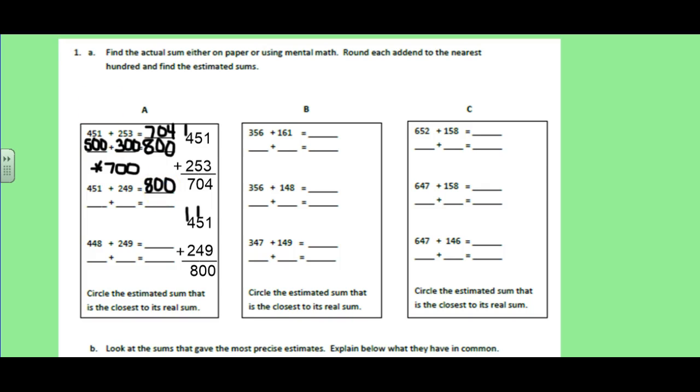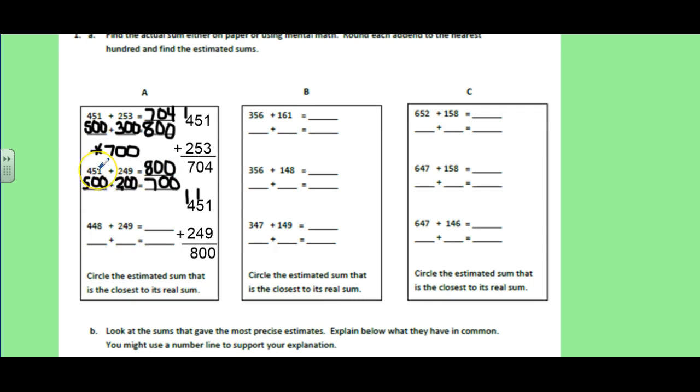Push play once you have that done. Okay, so 451 rounded to the nearest hundred is 500, and then 249 rounded to the nearest hundred is 200. So when you add 200 and 500 together, you get 700. So 700 is not very close to 800. The actual estimated answer would be 800, and we got that on the actual problem.